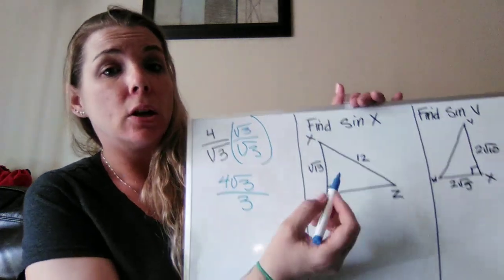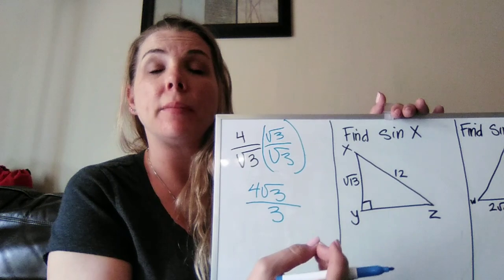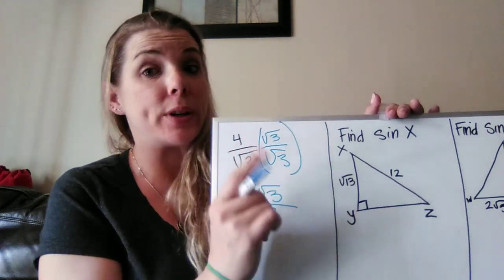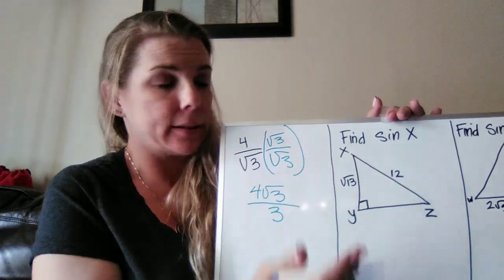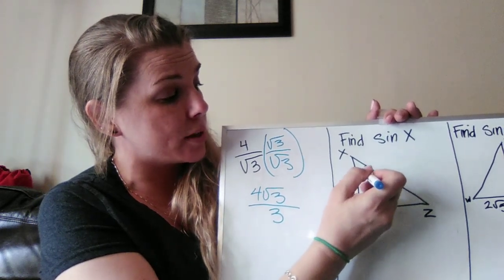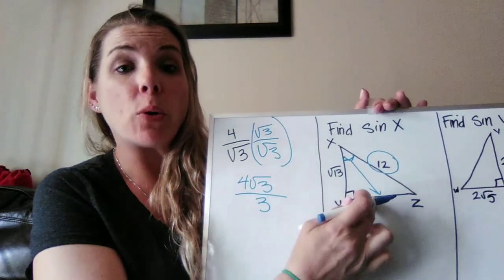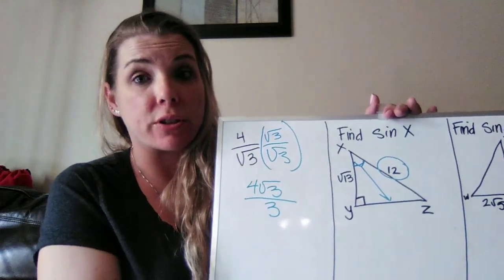Here we go. So then we have to find the sine of x. Okay? Remember, sine is opposite over hypotenuse, and we did go over all of this. Okay? So sine x is right here. So sine is opposite over hypotenuse. But you have to find that opposite first.